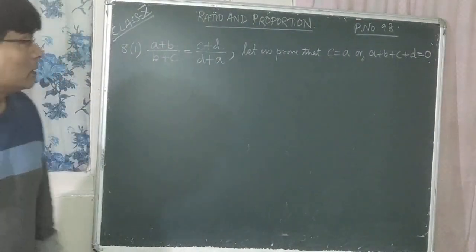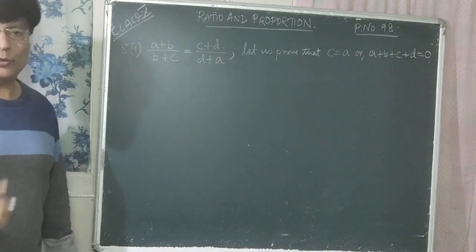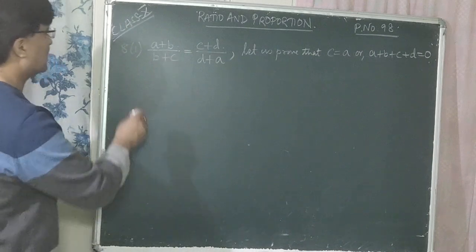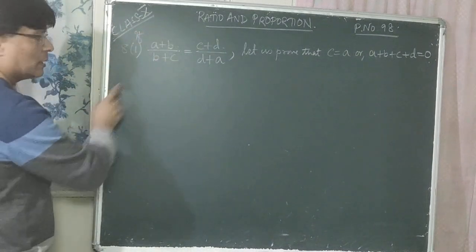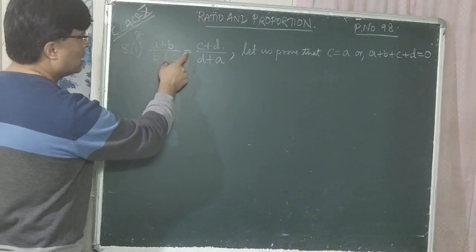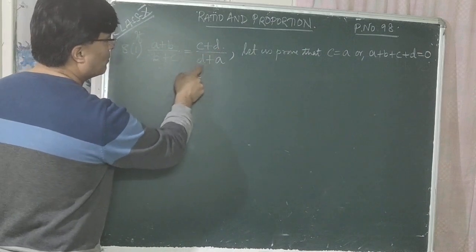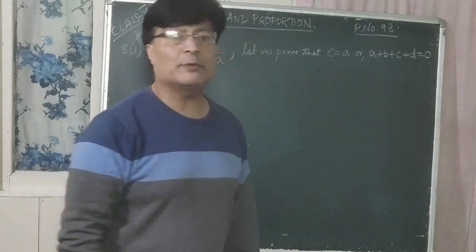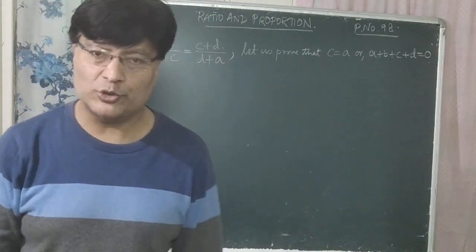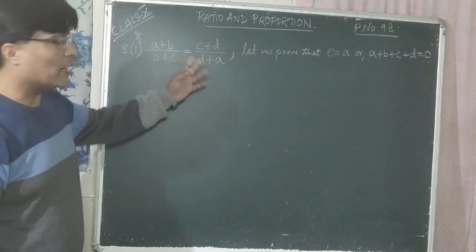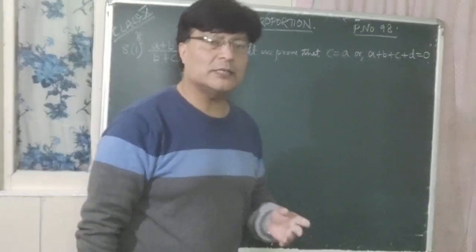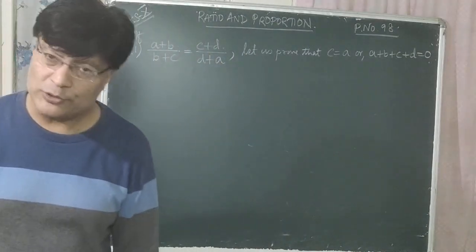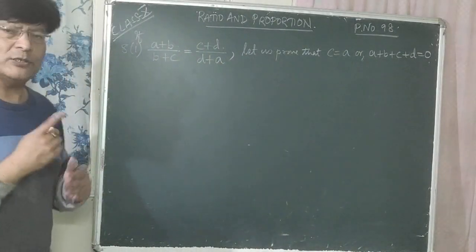So now we will do the next question, that is question number 1 of 8. So it is given that if (a + b) upon (b + c) is equal to (c + d) upon (d + a), let us prove that c is equal to a, or a + b + c + d is equal to 0. So this is the given part. You have to prove that either c is equal to a, or a + b + c + d is equal to 0. Okay, so let us use the K method here.